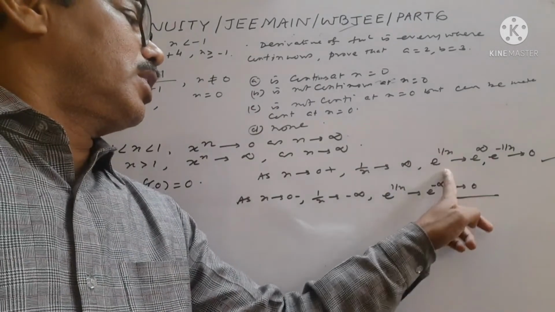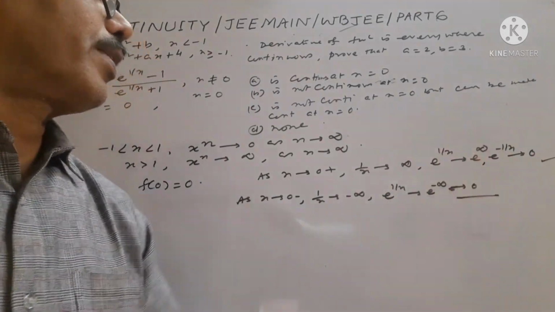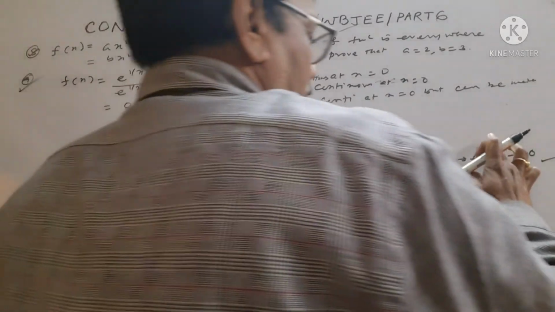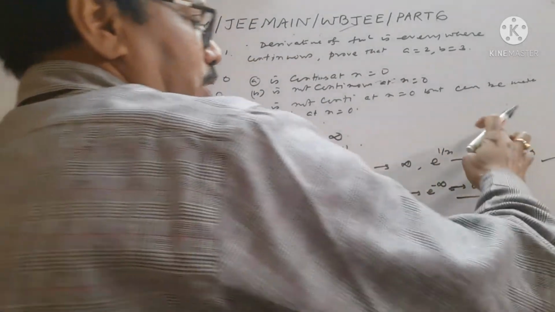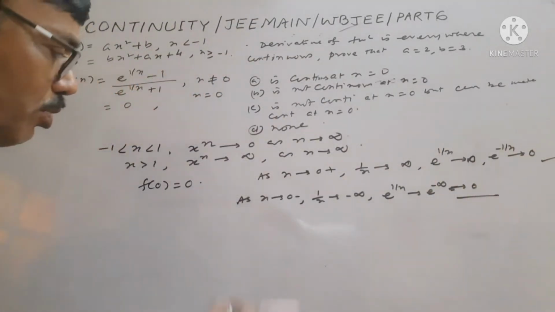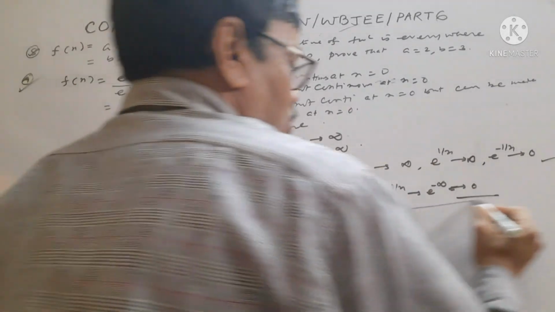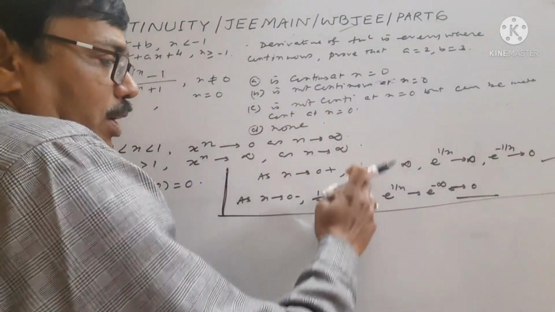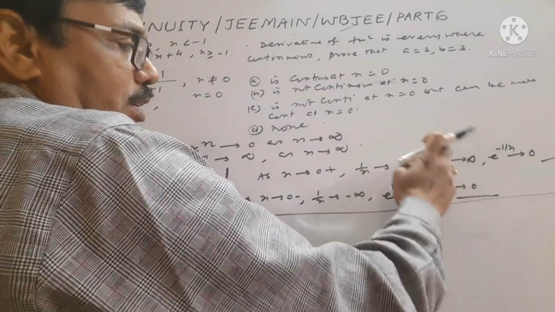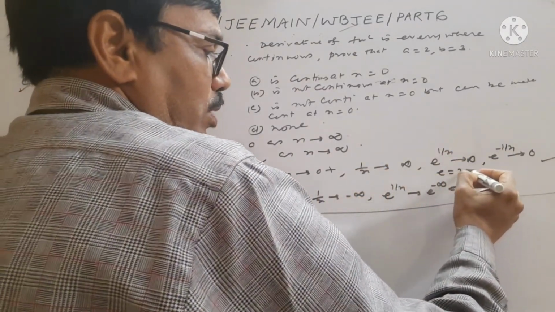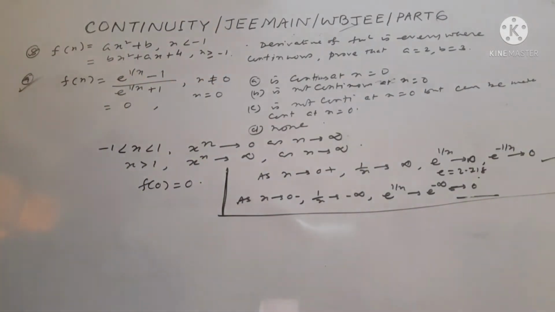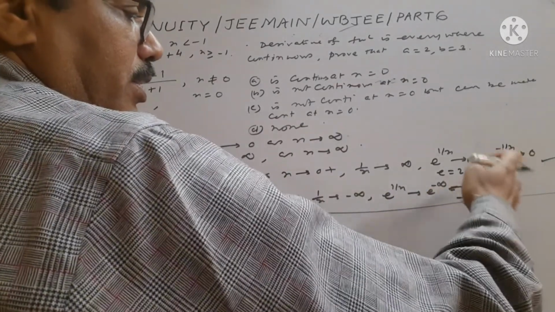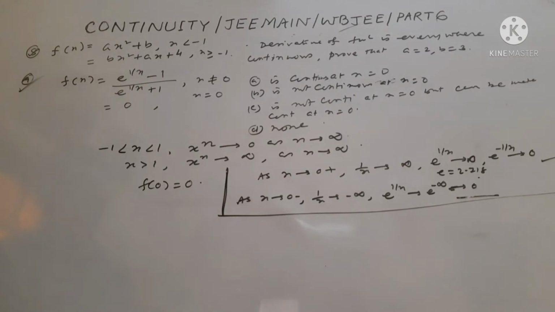e to the power 1 by x tends to infinity because e is greater than 1, so the reciprocal of it is 0. These are our working tools. As x tends to 0, 1 by x is infinity, and e to the power infinity is infinity since e equals 2.718, which is greater than 1. And e to the power infinity is infinity, so e to the power minus infinity is 0.